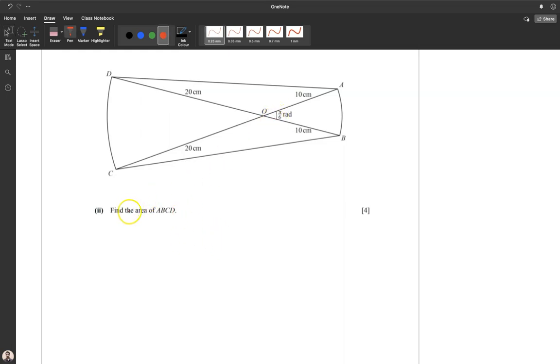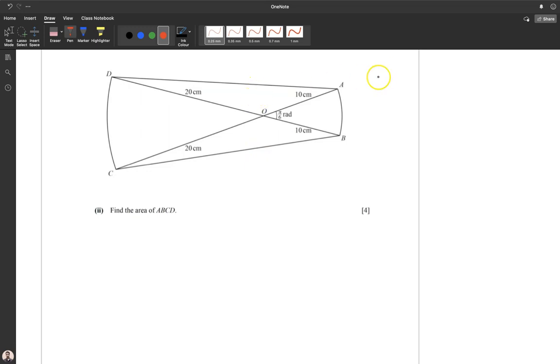Okay, I'm taking a breather. Find the area of ABCD. Basically, they're asking you to find the area of the entire shape. So this shape is made of 2 sectors and 2 triangles, right?